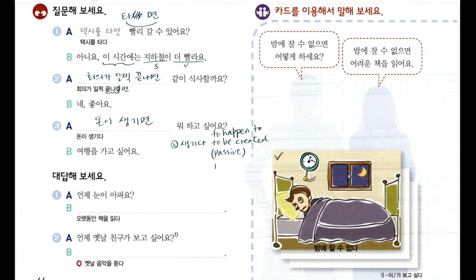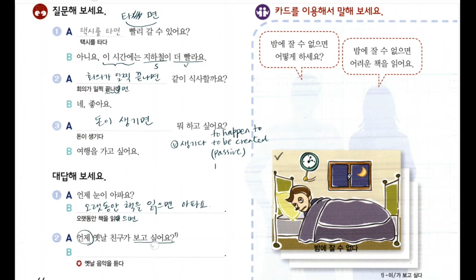자, 이번에는 대답해 보세요. Please answer this time. 언제 눈이 아파요? When do your eyes hurt? 오랫동안 책을 읽다. You want to say, they hurt if I read books for a long time. 어떻게 말해요? This time, get rid of 다. 받침 있어요. We need 으면. 그래서 오랫동안 책을 읽으면 아파요. Simply. 아파요.